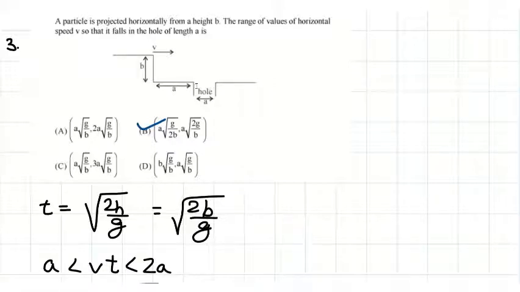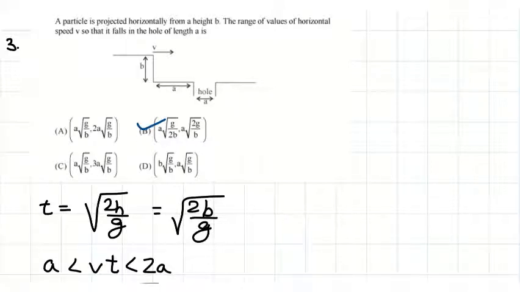Now the way we can do this is we can take two cases where the horizontal range is only till this point, that is the horizontal range is only a, and the second case is where the horizontal range is 2a. That gives us the points at which the particle would hit the edges of the hole. Now excluding those values, we get the values of v for which the particle would fall into the hole.